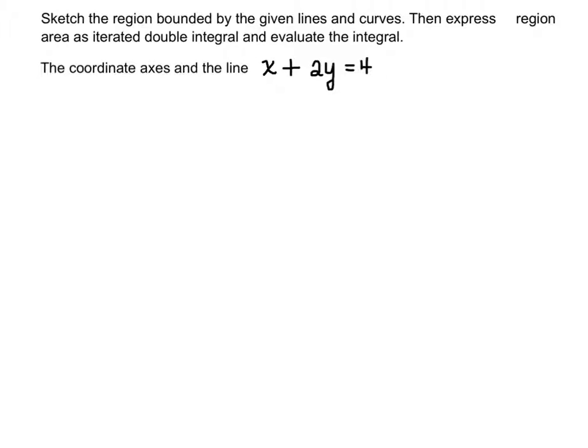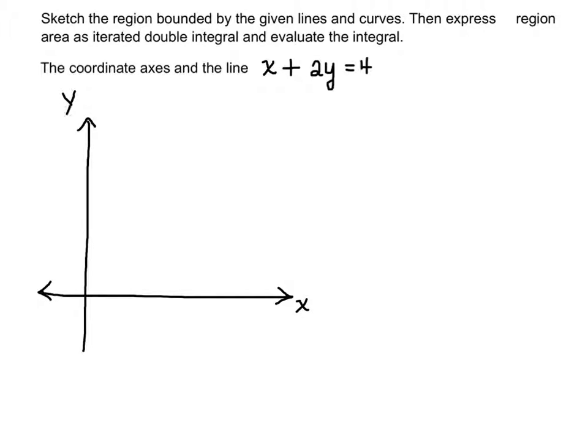So we want to find the area between the coordinate axes, the x-axis and the y-axis, and the line x plus 2y equals 4. Let's start by graphing this. Here we have our y-axis, and then we have our x-axis. And so these are our two axes, x and y.